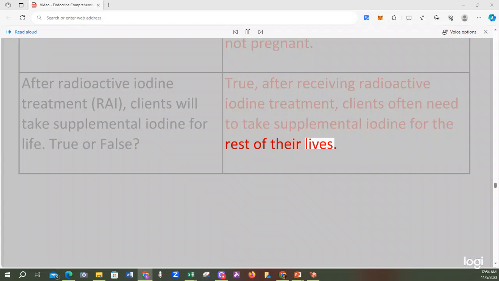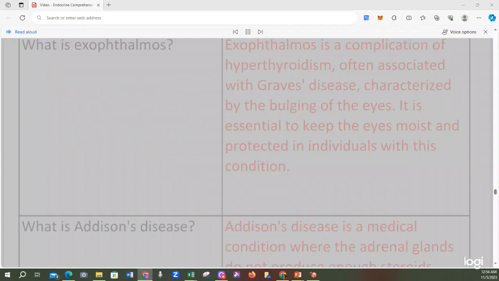What is exophthalmos? Exophthalmos is a complication of hyperthyroidism, often associated with Graves' disease, characterized by the bulging of the eyes. It is essential to keep the eyes moist and protected in individuals with this condition.